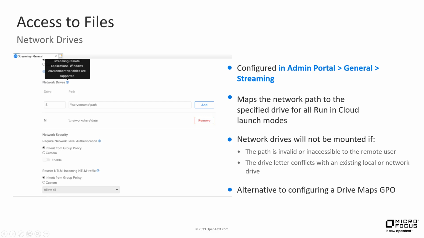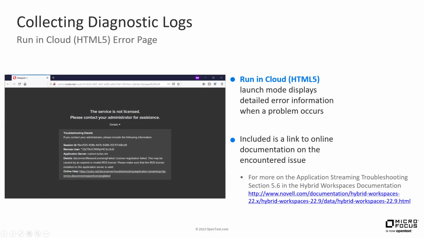So if you hit an issue, the first thing you want to do would be to collect diagnostic logs and other diagnostic traces so you can troubleshoot the problem. For the run in cloud HTML5 launch mode, if there is a server problem, there should be a detailed error message displayed to the user.